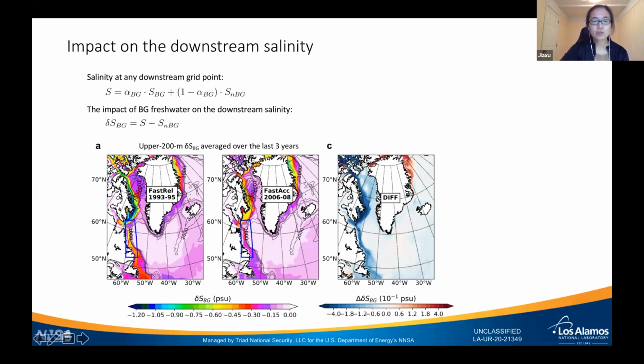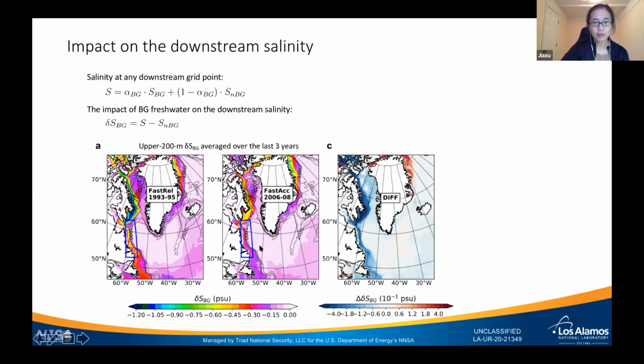On the left, the two plots show the upper 200-meter delta values averaged over the last 3 years of each of the simulations. If you look at the color bar, the negative value is on the left, which is the dark colors. So you see that the Beaufort-Gyre has a very obvious impact over the western side of the Baffin Bay, and this impact continues over to the Labrador Sea, to the western Labrador Sea.